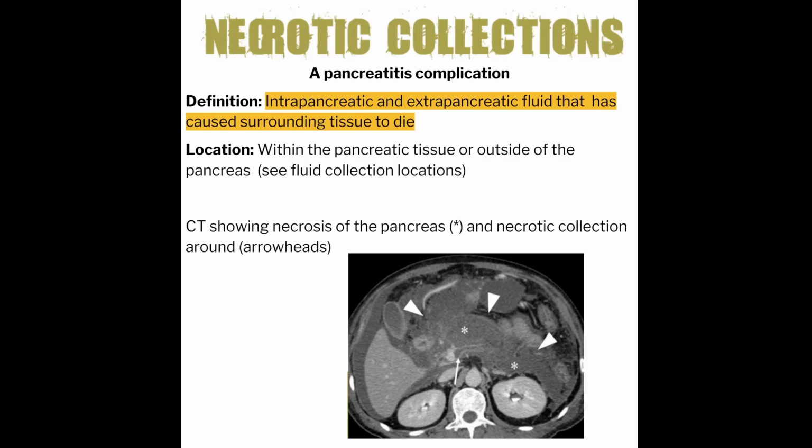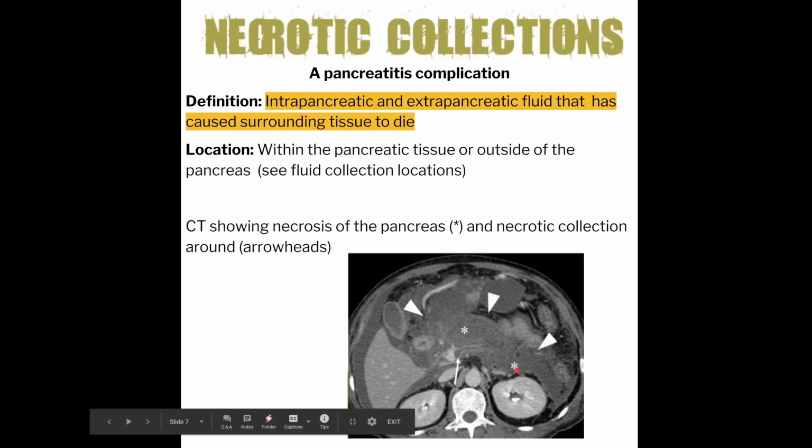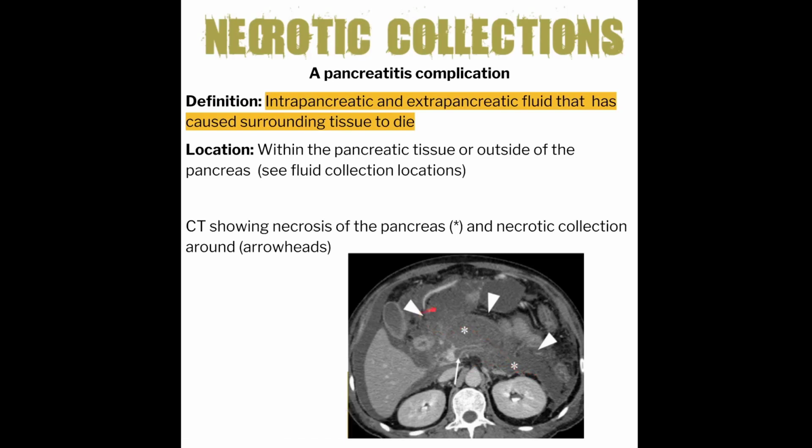Because, again, the fluid that leaks out of the pancreas likes to collect in the lesser sac, we're most commonly going to see necrotic collections appear in that area, but it can also appear again anywhere where we see those fluid collections. The CT here then shows us an example of necrotic collections. The stars are sitting on the pancreas, and then the arrowheads are actually showing areas of necrosis.